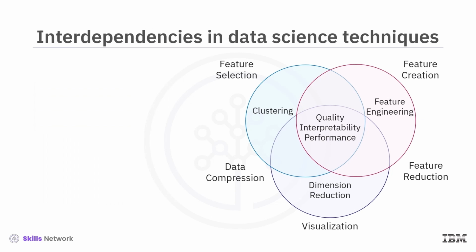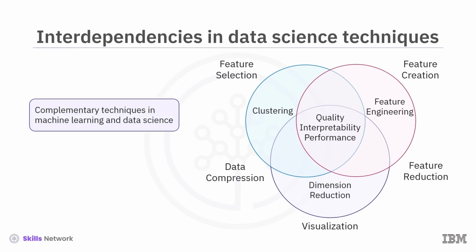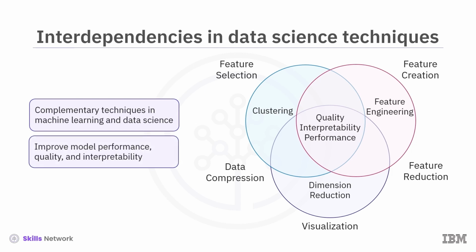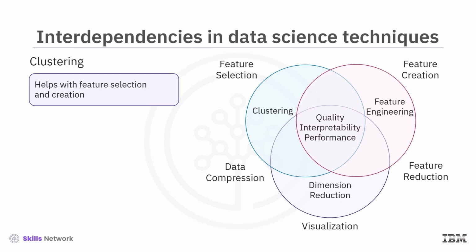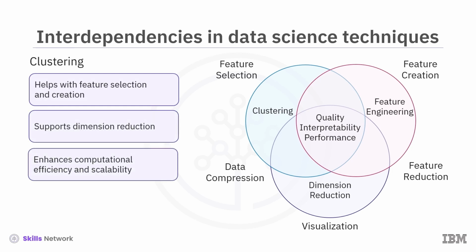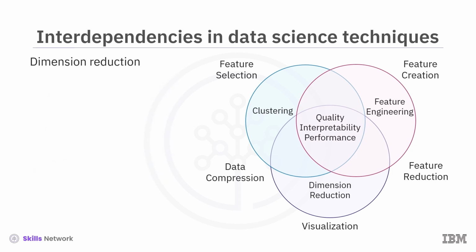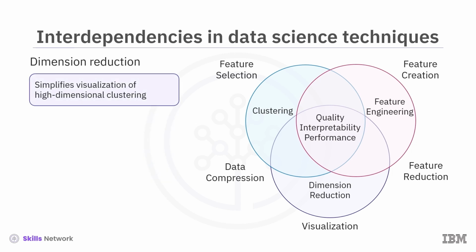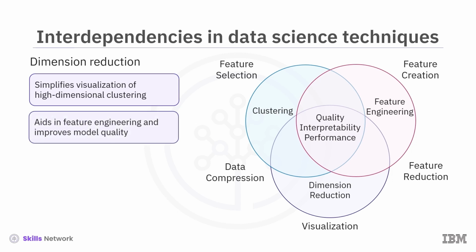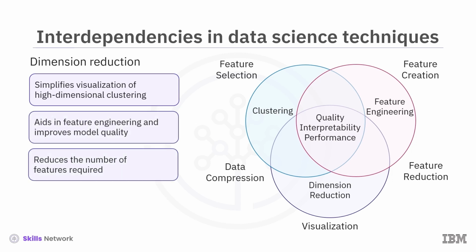Clustering, dimension reduction, and feature engineering are complementary techniques in machine learning and data science. They work well together to improve model performance, quality, and interpretability. Clustering helps with feature selection and creation while supporting dimension reduction to enhance computational efficiency and scalability. Dimension reduction simplifies the visualization of high-dimensional clustering, aiding feature engineering and improving model quality. It also reduces the number of features required for a data model.